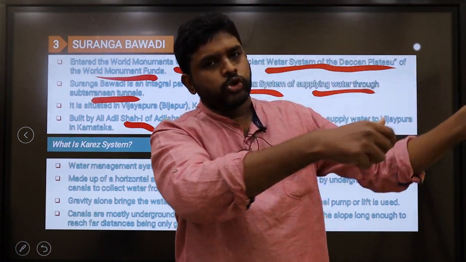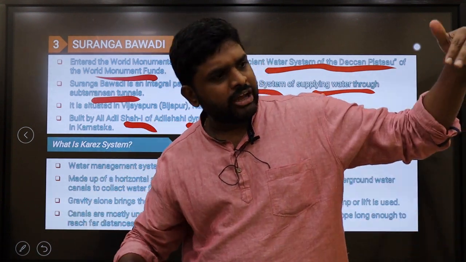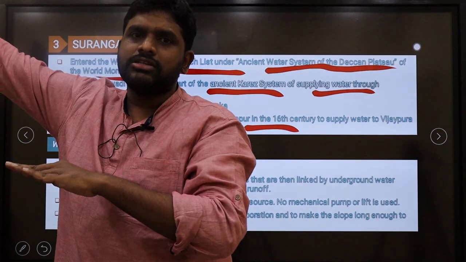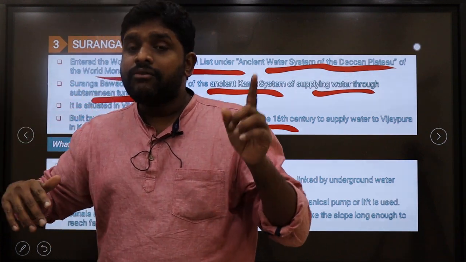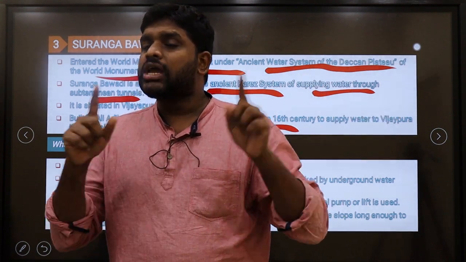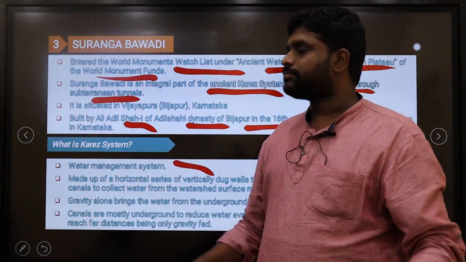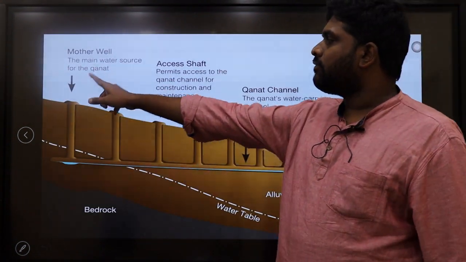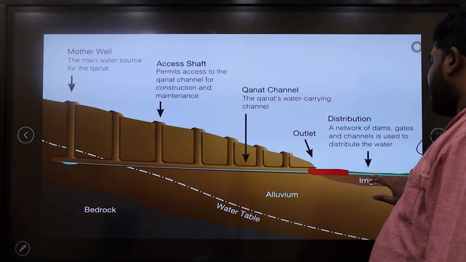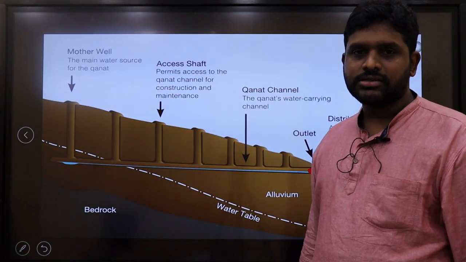When the water is filled, it will go through the pipes. Initially the pipes will be vertical, so very high pressure will come. Water will go down, then enter the horizontal, and travel up to some distance. In this way, without using lifts or motors, the water is pumped from one place to the other. That is called the carriage system, carriage canal system. See, the mother well, the big well, when it's filled up, the water will move down, and the pipes will be irrigated and it will be sent to different parts. This is the 16th century Adil Shahi dynasty.